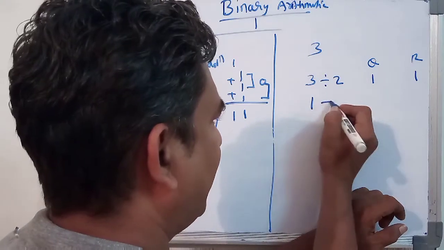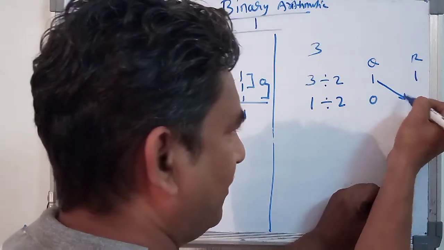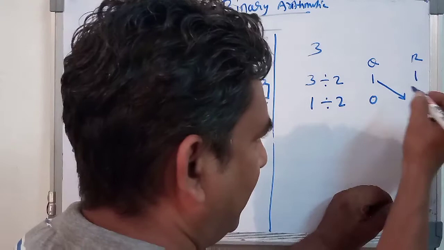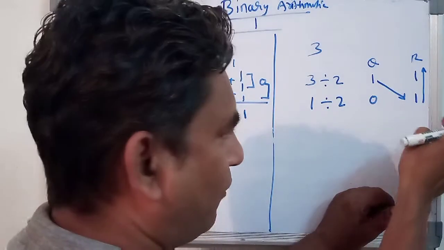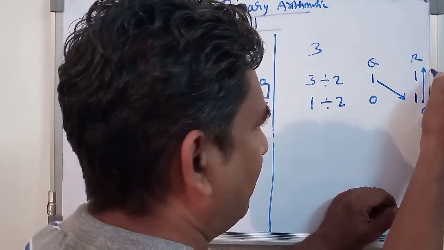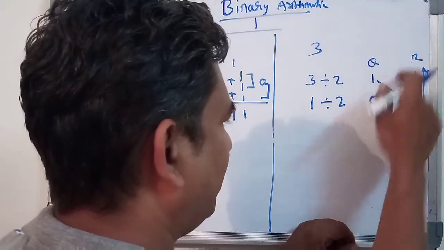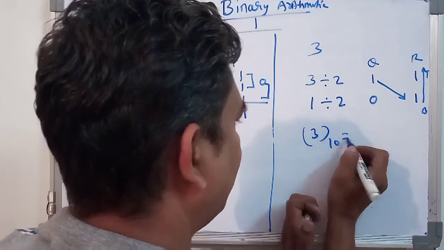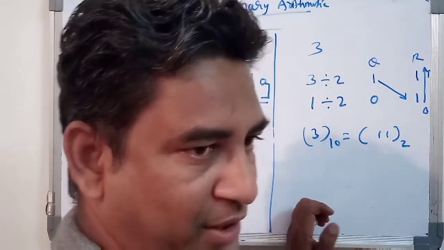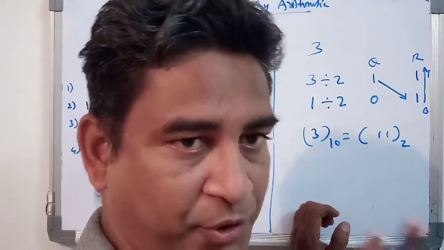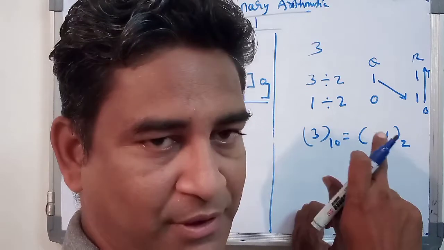Then again this 1 will be divided by 2, and you will be getting the quotient as 0, and this one has to be written like this by indicating one arrow, and the 1 has to be written like this. From bottom to top you may write down the bottom here and the top here, or you may write it as LSB to MSB. From this you will understand that 3 to the base 10 is nothing but 1 and 1 with base 2. Don't spell it as eleven; you have to say that 3 in binary is 1 1, as it is a 2-bit number.